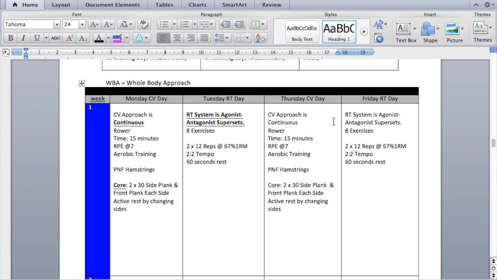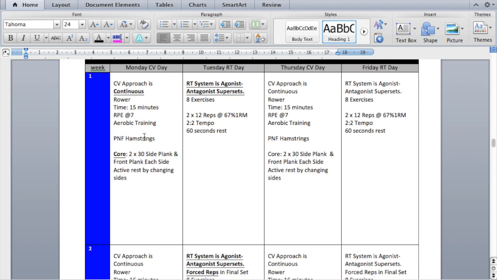If we now look at this case study or 8-week plan that I've prepared, you'll see that on Monday, it's a cardiovascular training day. Tuesday is a resistance training day. Wednesday is a day off, as it doesn't appear on here. Thursday is a cardiovascular training day. And Friday is a resistance training day.